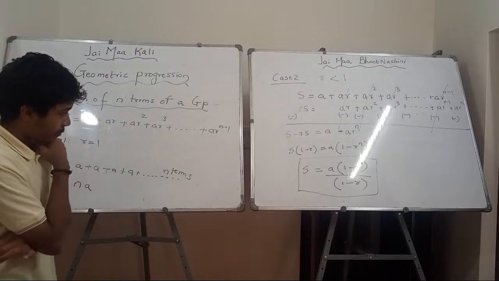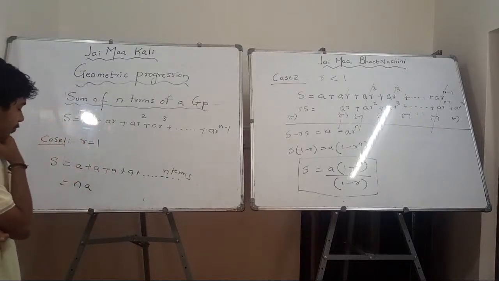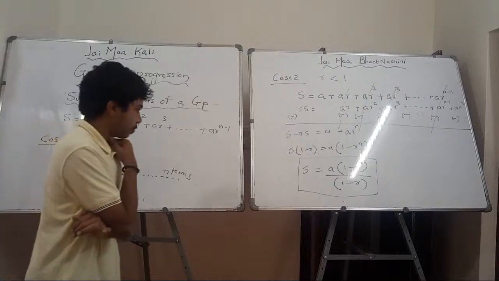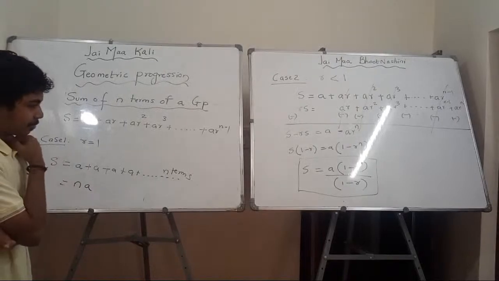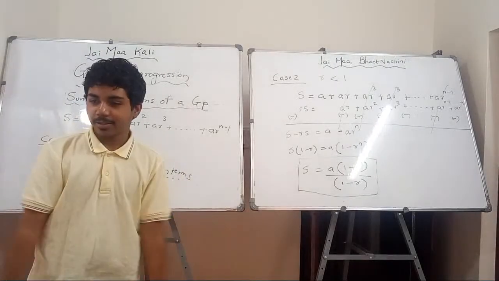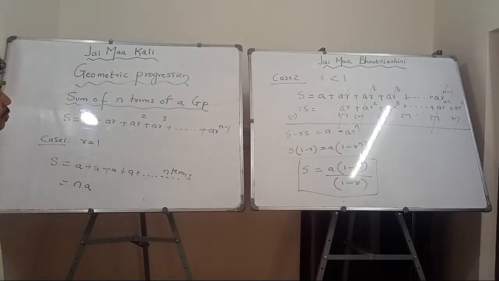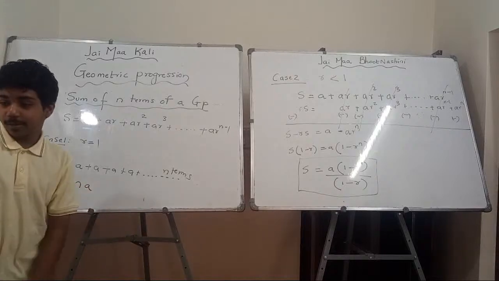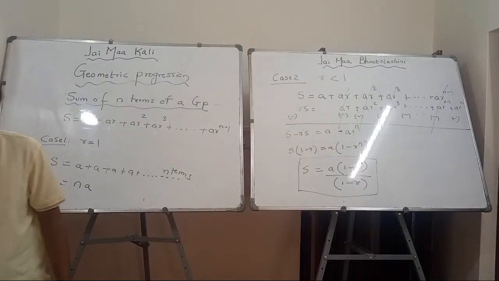So S minus RS is the left hand side, and on the right hand side everything gets cancelled except A, and then you have minus AR raised to n. Is that understood, Anshuman? Done. Understood? Yes.